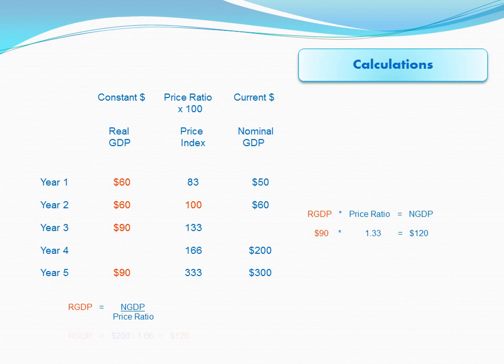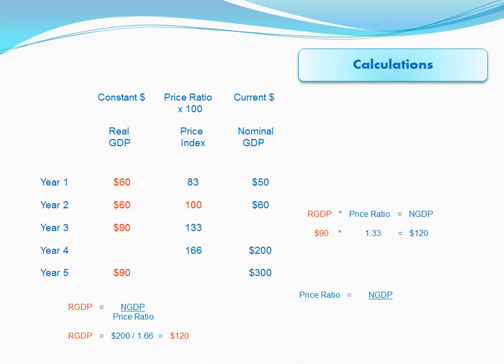I plug the numbers into that. I can see that real GDP is the nominal GDP divided by the price ratio of 1.66. In other words, we're going to take out the increase in prices, the 66% increase in price from the base year, and we get real GDP in year 4 of 120. Pretty straightforward, right?